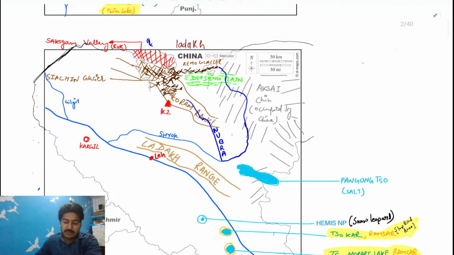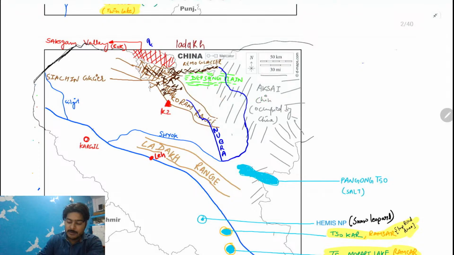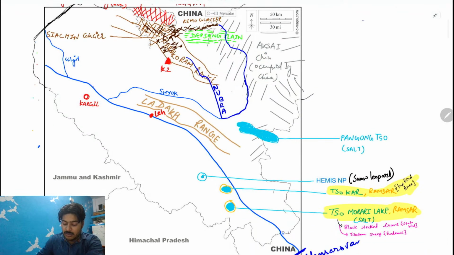Now, let us revise it once again. First we have discussed overall Ladakh. So in Ladakh, this is the Indus River which is going from here to here. This is the overall direction of movement of the Indus River. Clear?